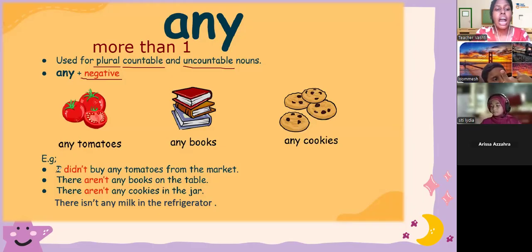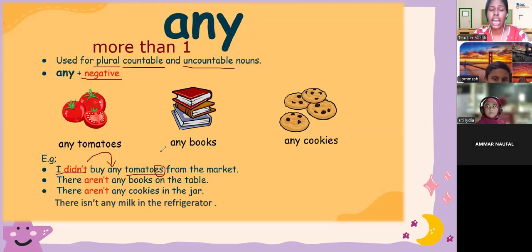For example, I didn't buy any tomatoes from the market. Can you count tomatoes? Yes. Tomatoes, one or more than one? More than one. Is the sentence positive or negative? Negative, because you use the word didn't. That's why you must use the word any. You cannot say I didn't buy some tomatoes. No, some is for positive. But if you want to use the word any, you can use it for negative.